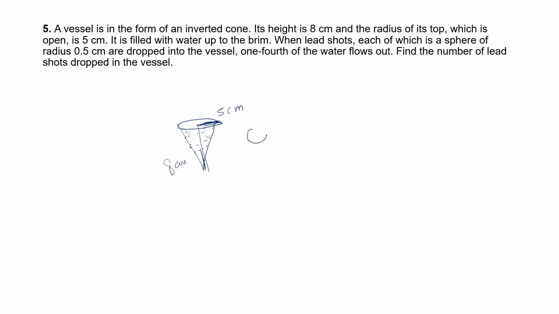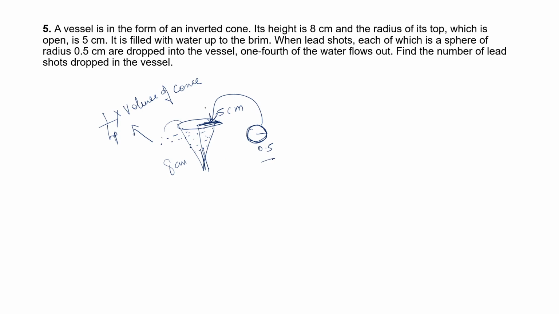So when lead shots, each a sphere of radius 0.5, are dropped into this, 1/4 of the water flows out. 1/4 of the water means 1/4 of the volume of the cone flows out. Find the number of lead shots dropped into this. So what do we know? We can find the volume of the cone. We can find the volume of the sphere.